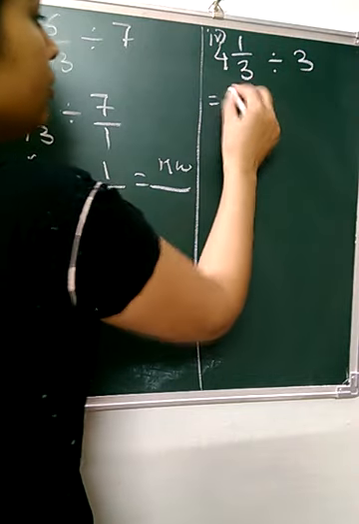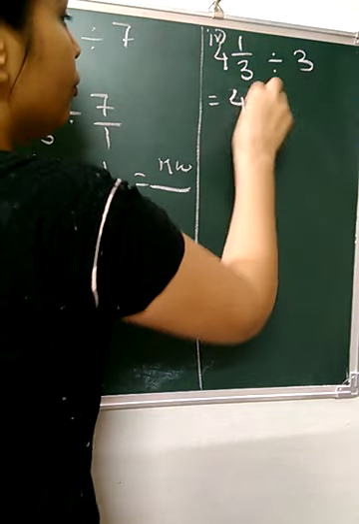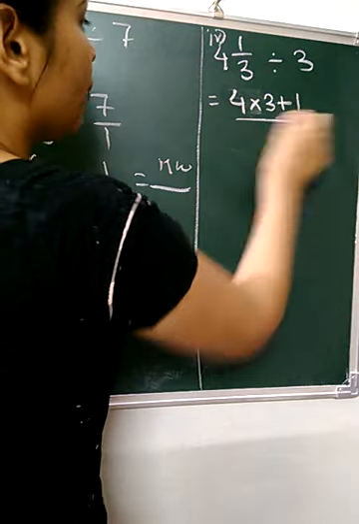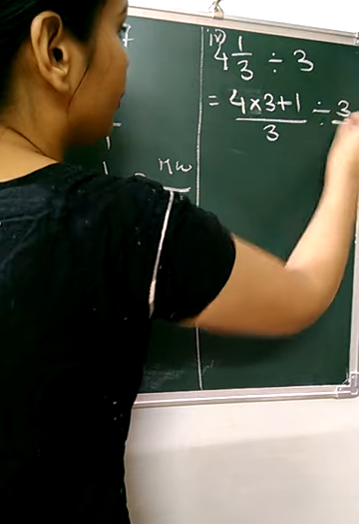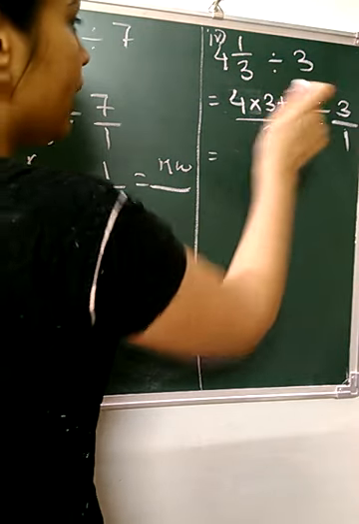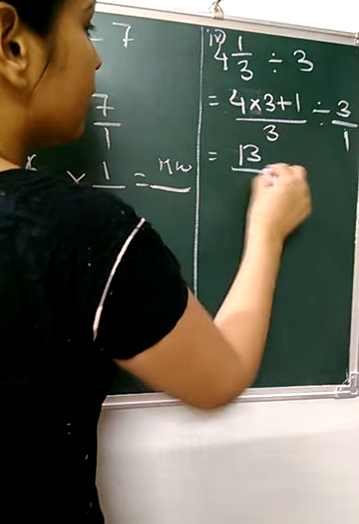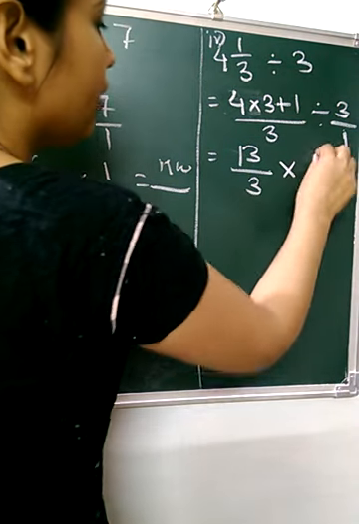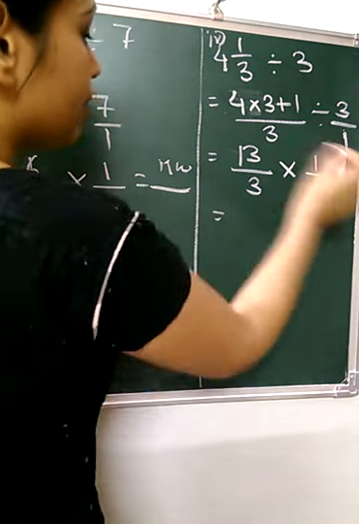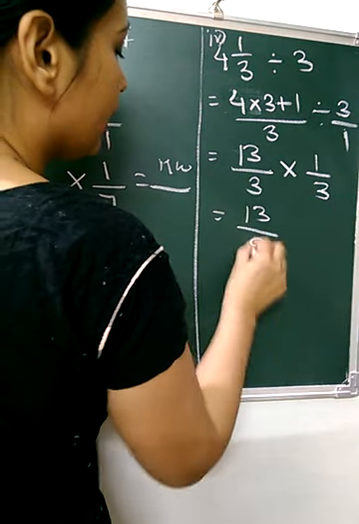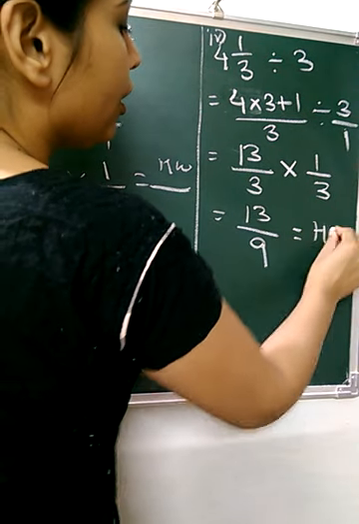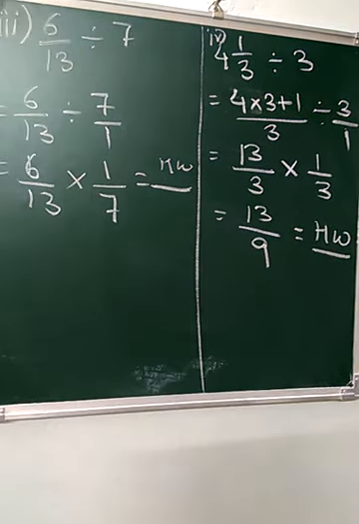Now this we convert. 4 into 3 plus 1 upon 3 divided by 3 upon 1. 4 3s are 12 plus 1, 13. 13 upon 3, this becomes ulta. So it becomes 13 ones are 13, 13 by 9. You will convert it into a mixed number.